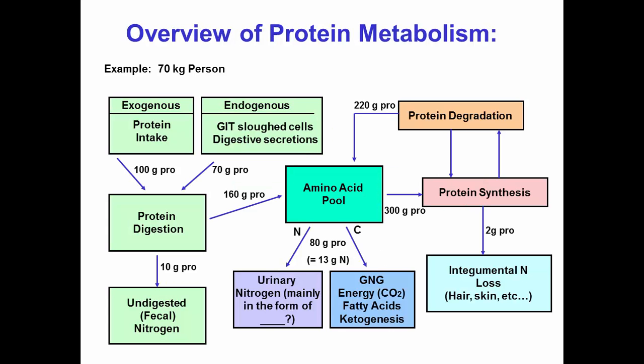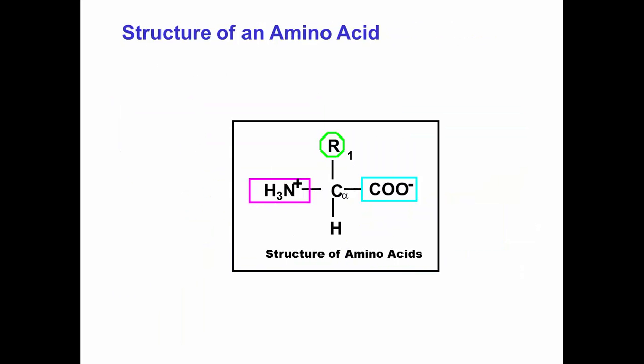So I'm back here in this little roadmap. Now we're going to talk about the amino acid pool, and next we'll talk about what happens to the nitrogen and the carbon of amino acids and all that. So back to our roadmap here. We'll stay with amino acids for a while.